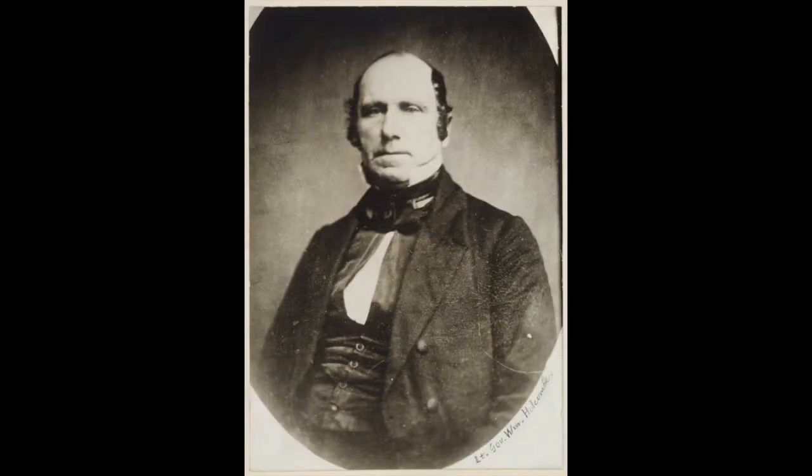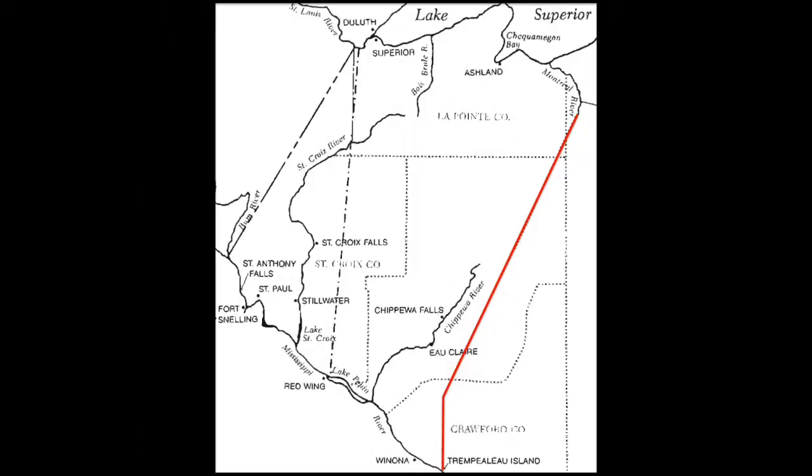Members of this faction were led by William Holcomb, who argued that Wisconsin should be small enough to allow a sixth state of roughly equal size to be created out of the Northwest Territory. Holcomb proposed a far eastern boundary that would run north from Trempealeau Island in the Mississippi River and then northeast to the mouth of the Montreal River.